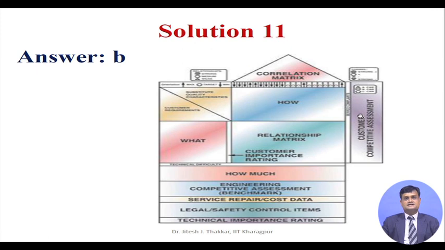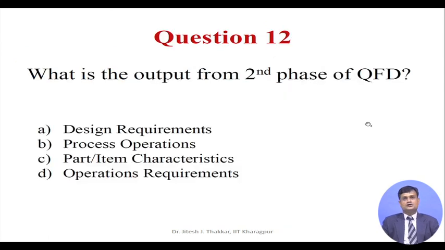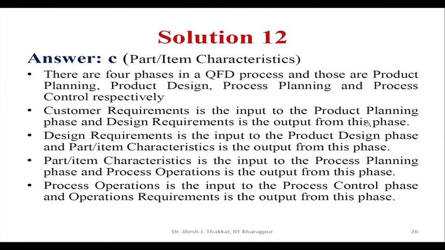The correct answer is B, and you can also see in the given figure that what are the various elements of QFD and how they are placed in a typical structure of QFD. Question 12. What is the output from second phase of QFD? Design requirement, process operations, part item characteristics, or operations requirements? The correct answer is C, part item requirements.